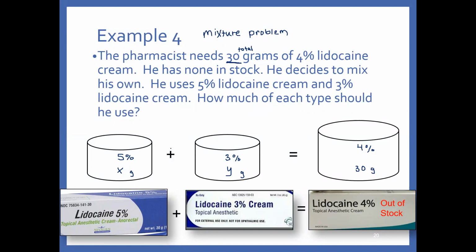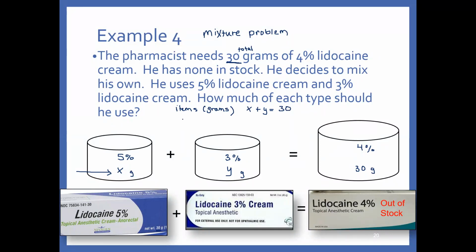Now, I still have to use the concepts from before, so I need an items equation. My items in this case are the grams, because that's what I'm measuring, how many grams, how many grams. I see this row of my image being the items equation. So x plus y is going to add up to 30 grams total.